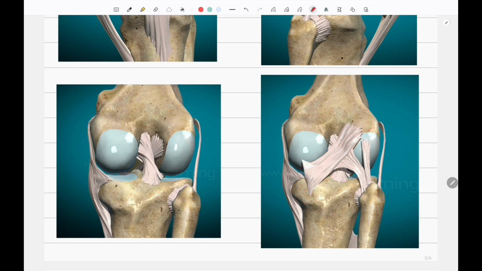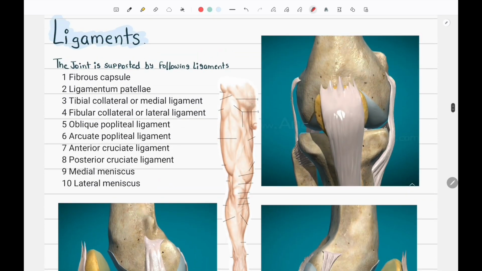And in the same diagram you are able to see another ligament, which is the arcuate popliteal ligament. This ligament has two bands. The first one is the medial band and the second one is the lateral band. So the big picture is that all the ligaments which we discussed above support and strengthen the knee joint. Our last two ligaments are the anterior cruciate ligament and the posterior cruciate ligament.